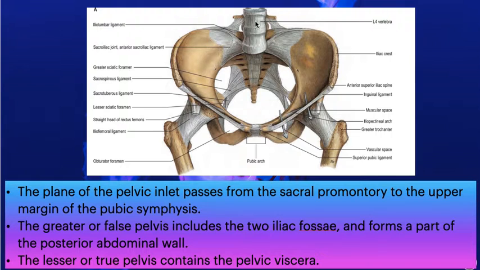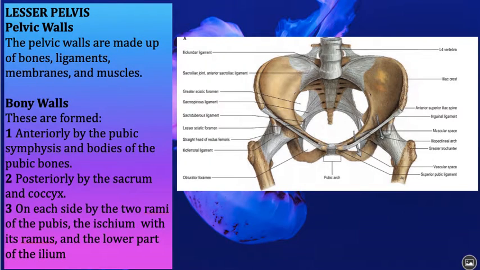The greater or the false pelvis includes the two iliac fossae and forms a part of the posterior abdominal wall. The lesser or the true pelvis contains the pelvic viscera. Coming to the lesser pelvis, it has the pelvic walls, which are made up of bones, ligaments, membranes, and muscles.